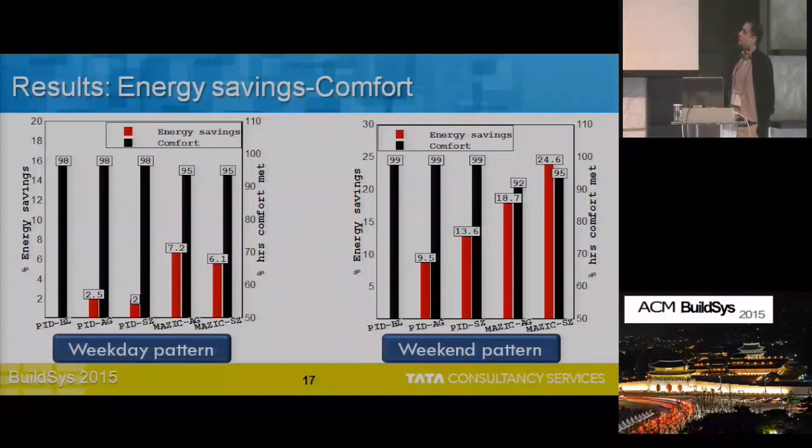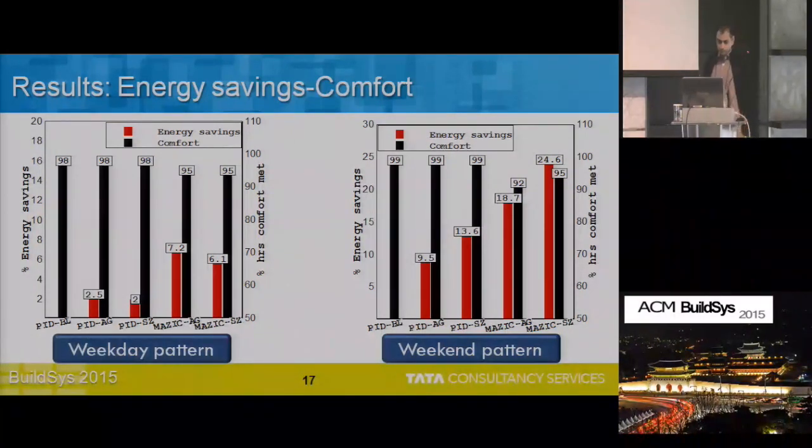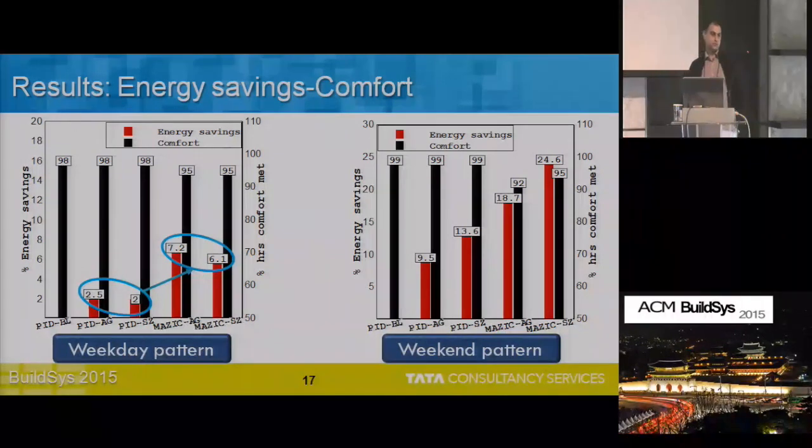So the results for both weekday and weekend patterns are shown here. The x-axis is the different control strategy. The primary y-axis is the energy savings, and the secondary y-axis is the percentage hours the comfort is being met. So for a weekday pattern, you see that the savings are not much, which means the occupancy is pretty much there everywhere in all AHU regions of control. So the amount of control you have in terms of energy savings is very less. In spite of that, we see about 4 to 5% savings in the energy on a typical weekday pattern.